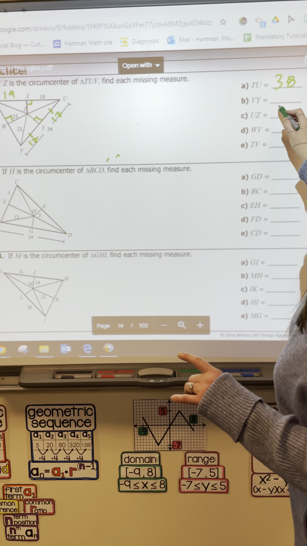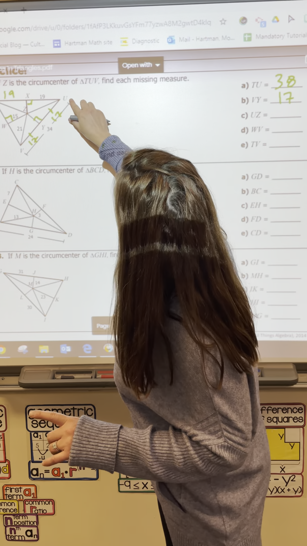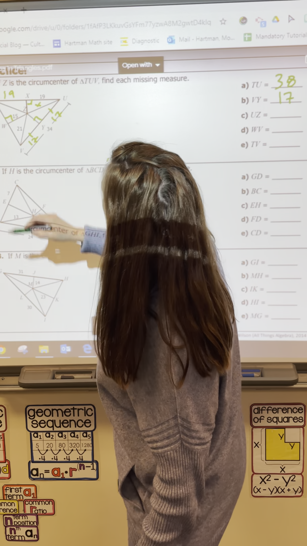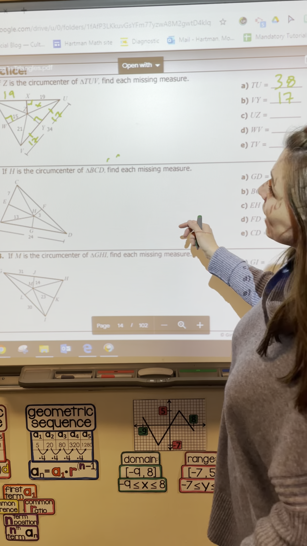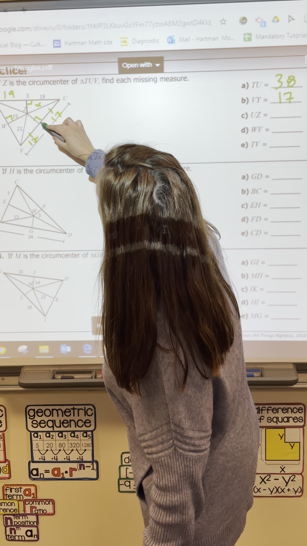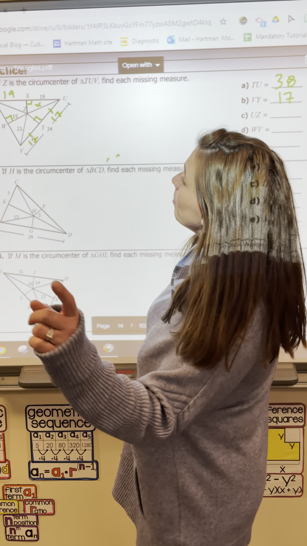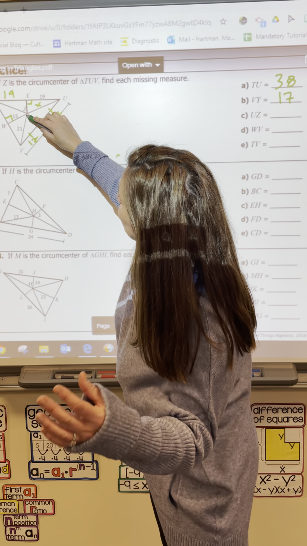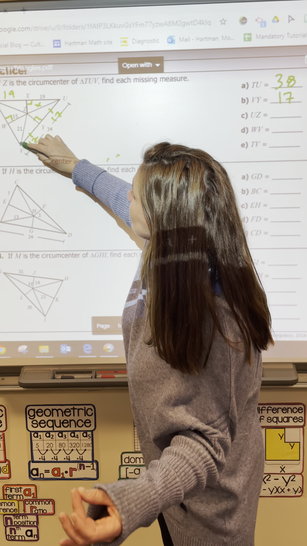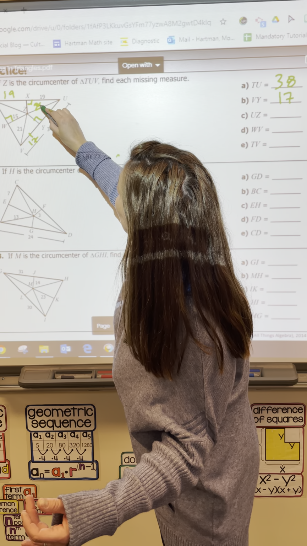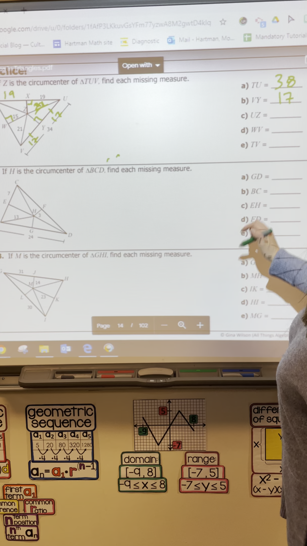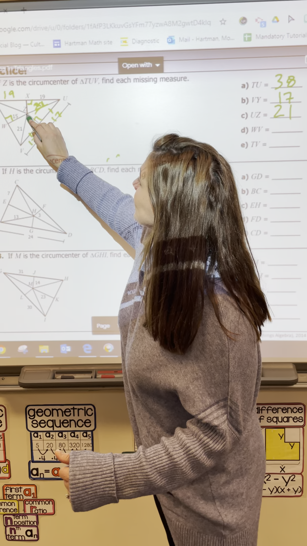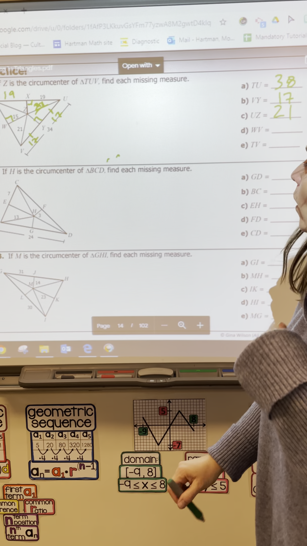VY we know is 17. UZ, okay, so look at this, UZ. I don't know the length of UZ, okay? All I know is that one of these legs is going to be 17. But I do know that if this is 21 from the circumcenter to the vertice, this length right here has to be 21. So ZU is going to be 21, because remember, circumcenter to the vertice, those are all the same length. That's how I'm getting 21 there.